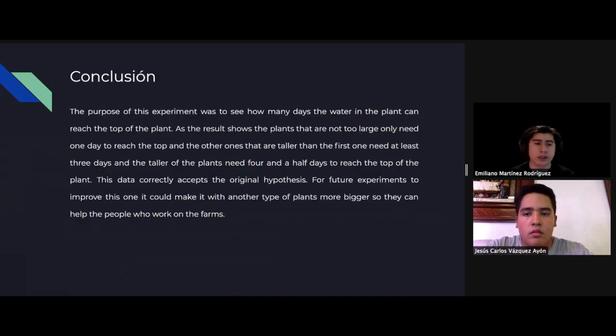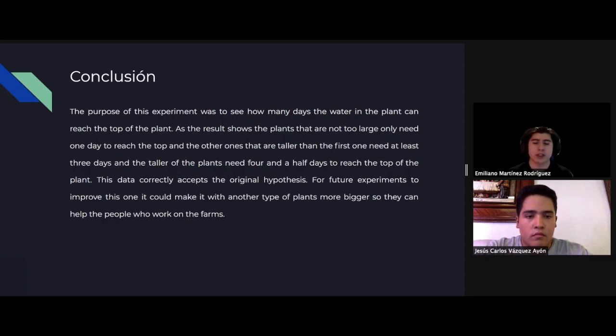In conclusion, the purpose of this experiment was to see how many days the water in the plant takes to reach the top of the plant. As the results show, the plants that are not too large only need 1 day to reach the top, the other ones that are taller than the first need at least 3 days, and the tallest plants need 4 days and a half to reach the top. This data accepts the original hypothesis.